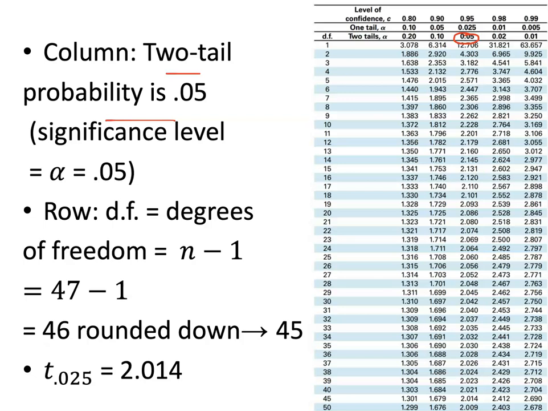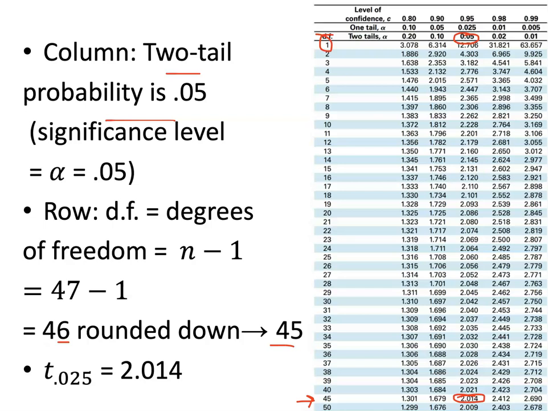For the row, we look at the df, degrees of freedom. That's simply n minus 1. Here n is 47, so n minus 1 is going to be 47 minus 1, which is 46. And we always round down, so we want 45. Even if we had 49 degrees of freedom, we would not round up to 50. We always round down with degrees of freedom. So we want this row. So it looks like we want 2.014.